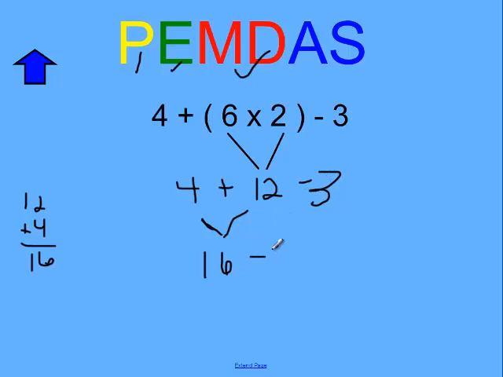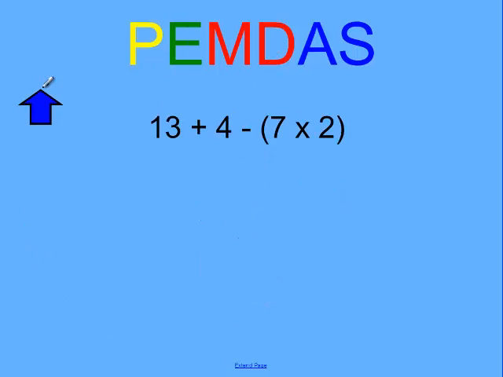Rest of the problem, minus 3. Now we can come over here and continue to do our work. 16, take away 3. 6 minus 3 is 3. 1 minus nothing is 1. So 16 minus 3 is 13. 13 is our final answer. Aren't these fun? All right, let's look at this one.